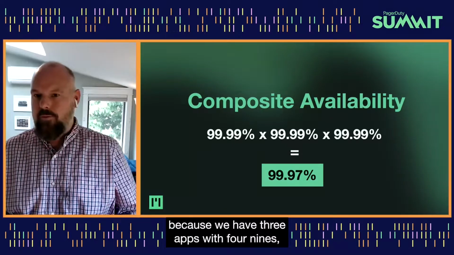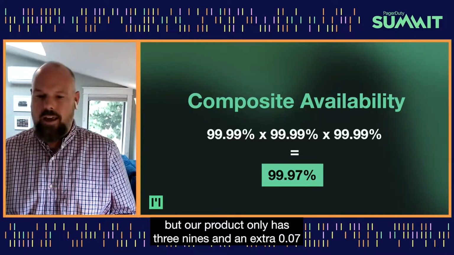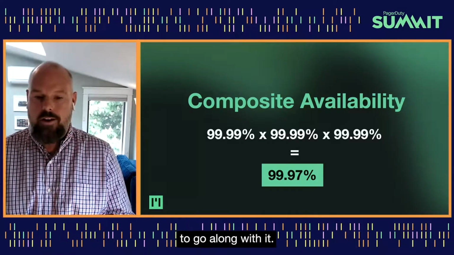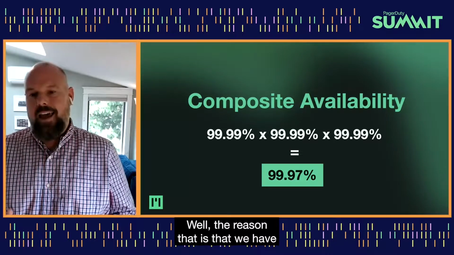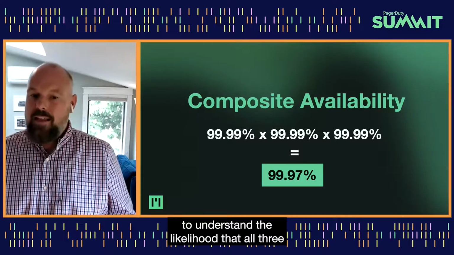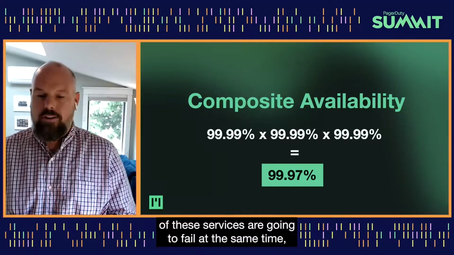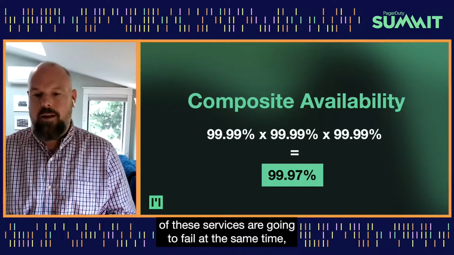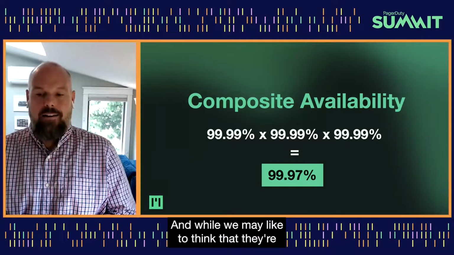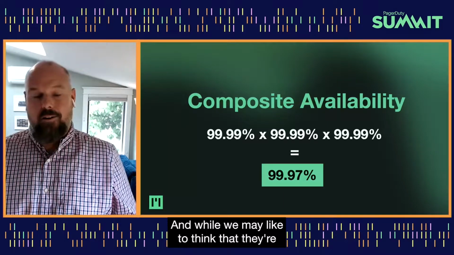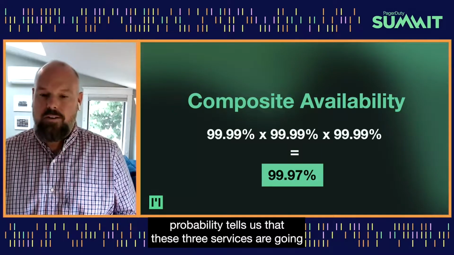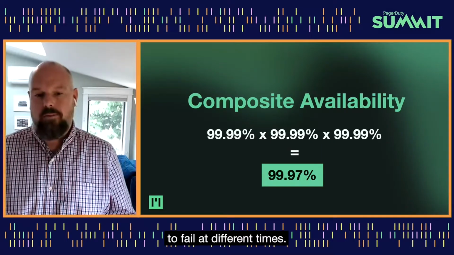Because we have three apps with 4 nines, but our product only has 3 nines and an extra 0.07 to go along with it. Well, the reason is that we have to understand the likelihood that all three of these services are going to fail at the same time. Because we know outages are going to happen. And while we may like to think that they're going to happen at the same time, probability tells us that these three services are going to fail at different times.